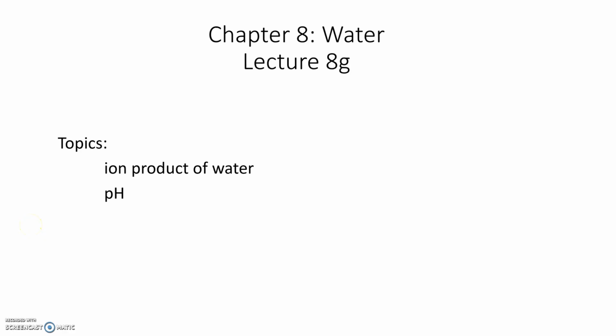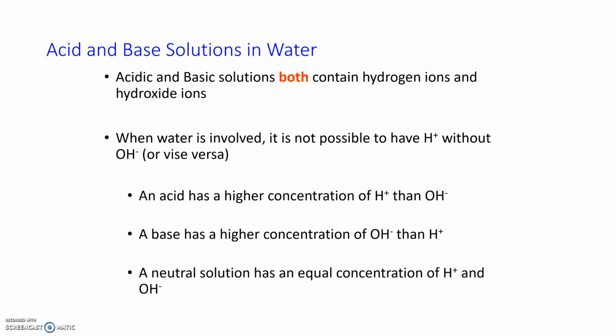So this is the seventh lecture for Chapter 8, which is focusing on water. In the previous lecture, I introduced the concepts of acids and bases. We're going to expand on that discussion in this lecture, looking at the ion product in water and the pH scale, which is this scale that we can use to look at how acidic or how basic a solution is.